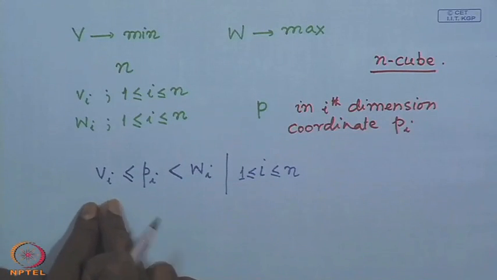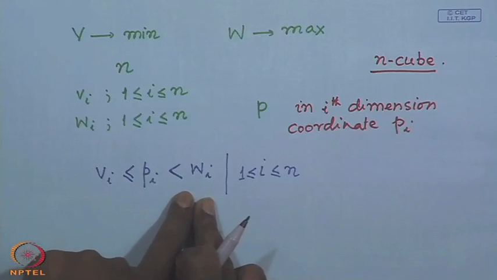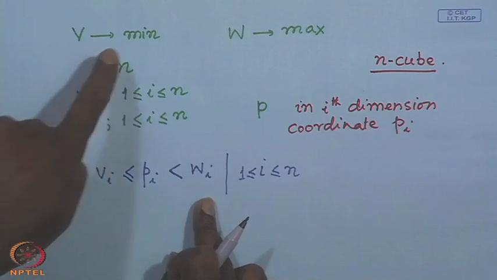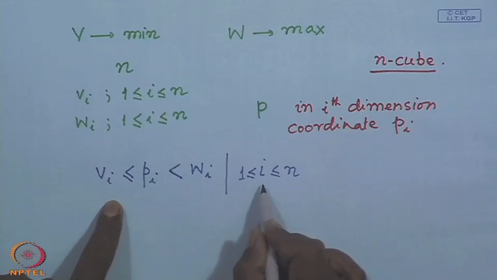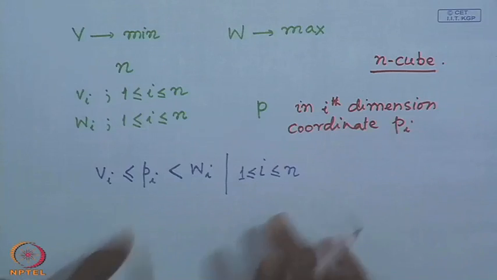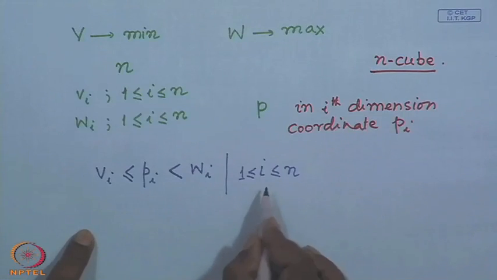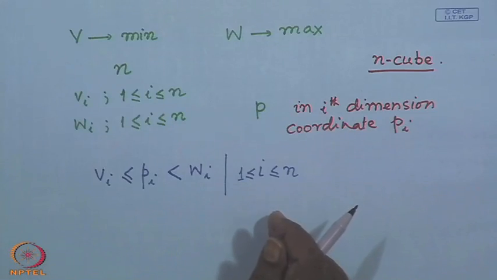So, V_i less than or equal to P_i less than W_i, V being the mean point and W being the max point. If this is satisfied for all i between 1 to n, that means in every dimension, the corresponding coordinate of P must be within the minimum limit and the maximum limit of the corresponding dimension of the hypercube. So, if this is satisfied for every coordinate of point P, then we say that point P is contained within the corresponding hypercube or the corresponding hyperparallelogram.